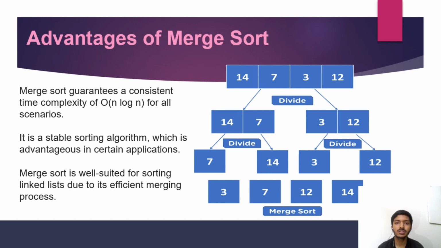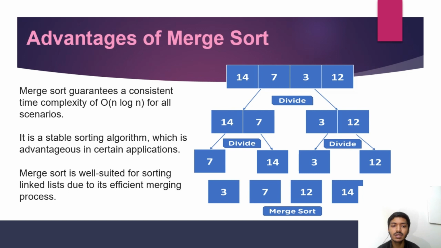Talking about the advantages of merge sort, the two main advantages of merge sort are time complexity and stability. For example, the time complexity of merge sort is order of n log n, and that is the same for its best case, its worst case, and also its average case. That shows why time complexity is one of the biggest advantages of merge sort.